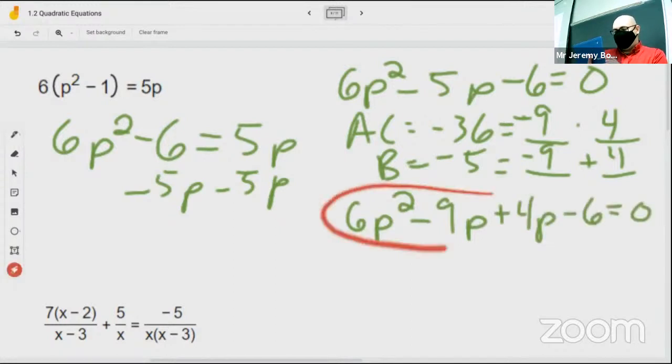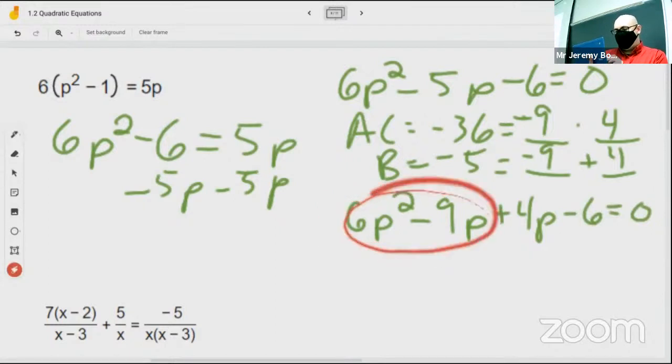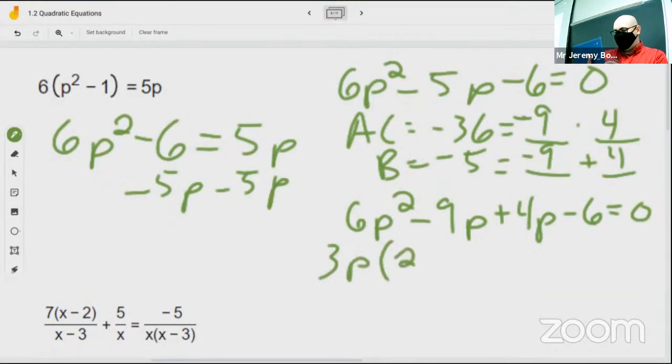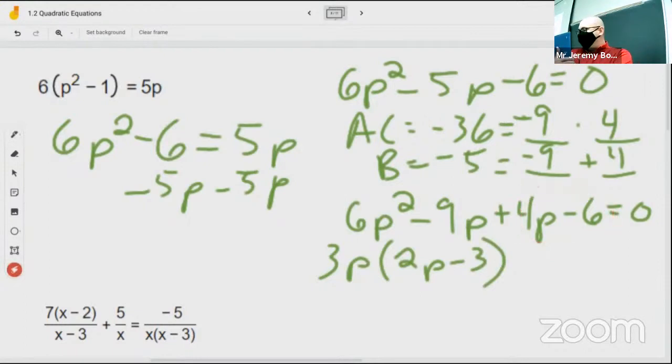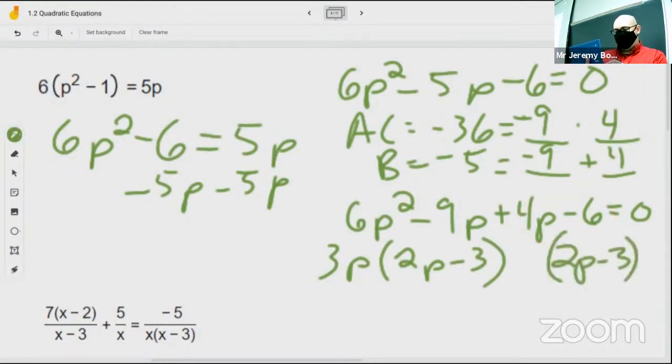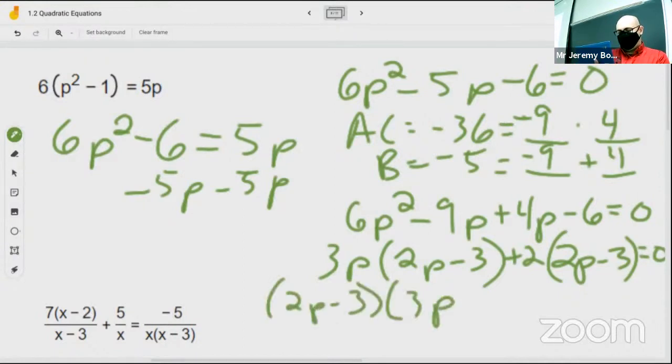What can we factor out of the first pair? 3p. Let's put 2p minus 3. What can I factor out of this pair? So I do end up with 2p minus 3. Let's say positive 2. And so what we're going to end up with is 2p minus 3 times 3p plus 2 is equal to 0.